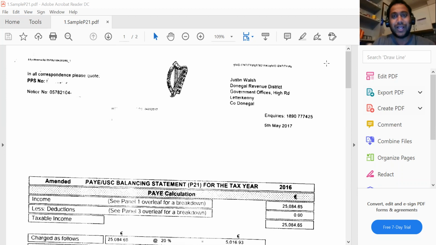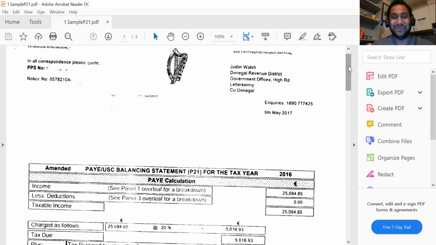Today, I'm going to show you how to read your P21, which is basically the statement of liability, or you can call it the income tax return file, whatever. This document is given to you by Revenue once you file your tax returns. It tells you all the details of your income, USC you paid, PRSI you paid, tax credits, tax deducted, all sorts of information. It's very important to know how to read this, because it makes more sense where you're losing money, where you can save money, and where you can reduce the taxes you pay to the government.